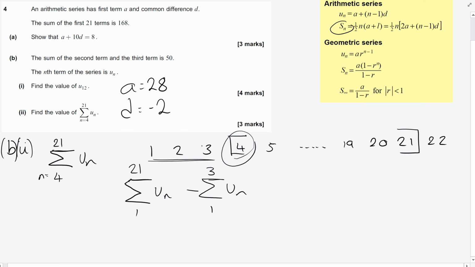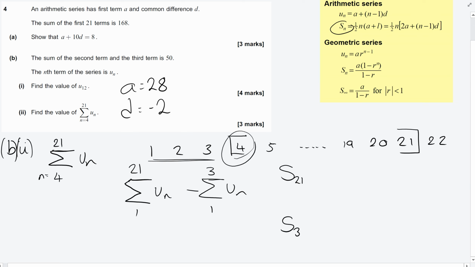Drawing a diagram like this doesn't take any time at all, but it does allow us to really see what's going on. And then from here, we just need to work out what this evaluates to and what this evaluates to. So in order to do that, we're going to be doing S21 and we're going to be doing S3. Okay, the sum of the first 21 terms, the sum of the first 3 terms.